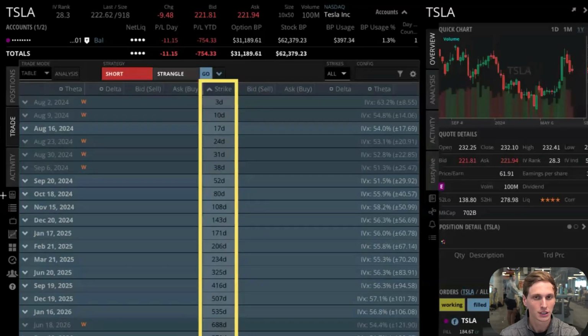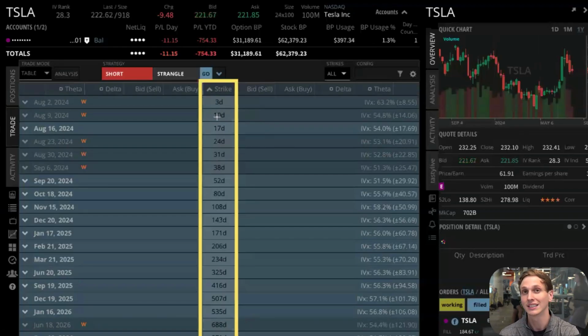So first, just a little wayfinding on the options table here in the center. This is where you'll garner most of your attention when you first open up the options chain, as you're deciding, hey, what expiration do I want to trade? That's where you're looking at this middle column right here. You see 3D, 10D, 17D. Those are days until expiration. So this August 2nd is in 3 days, so these options are going to expire in 3 days.